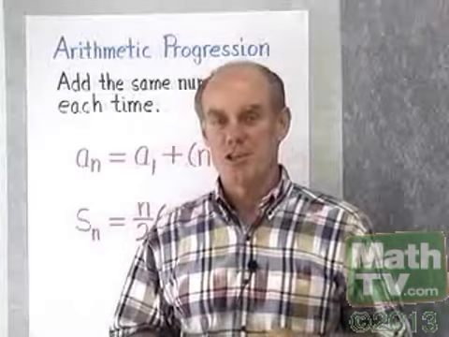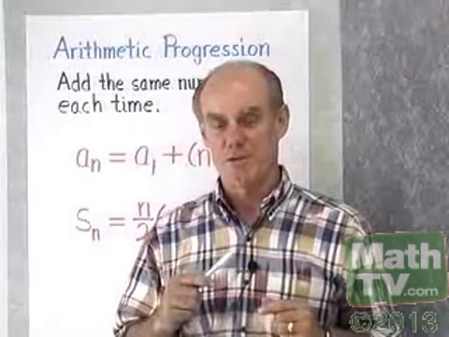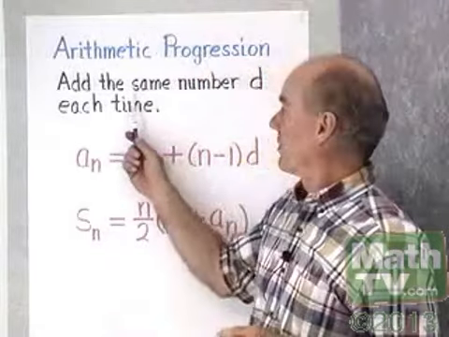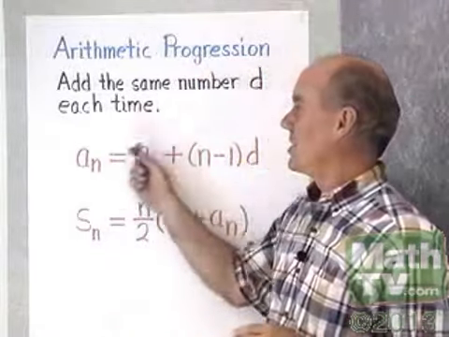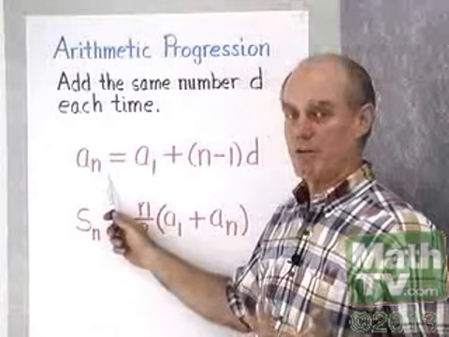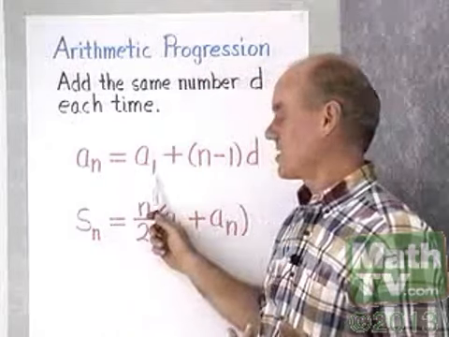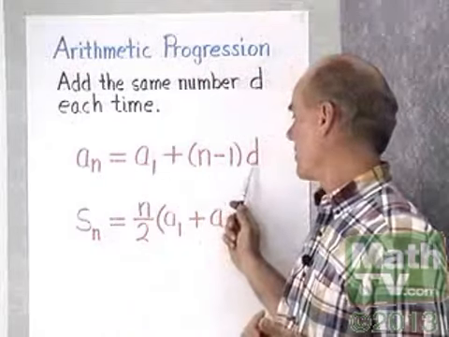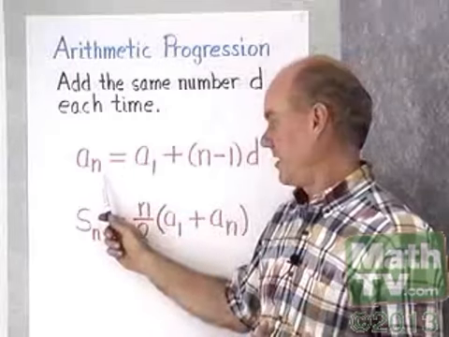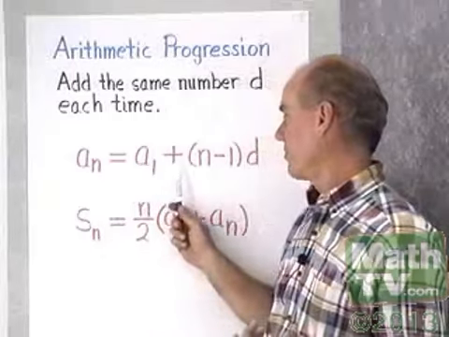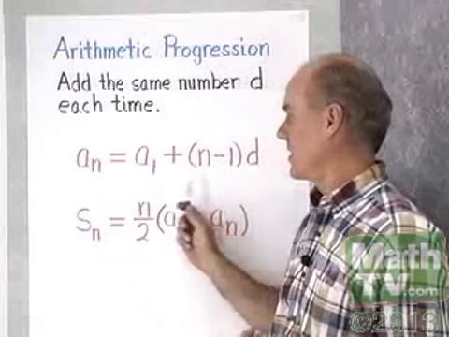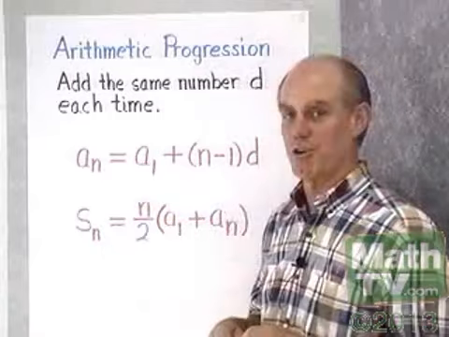As you know, an arithmetic sequence is a sequence in which each term comes from the term before it by adding the same number each time. So I've written over here the definition: add the same number d each time, and d is called the common difference. Now the nth term for every arithmetic progression is this: a sub 1, the first term, plus n minus 1 times d. So to find the nth term in an arithmetic progression, it's the first term plus n minus 1 times d. One less than the term number times d, added to the first term, gives you the nth term.